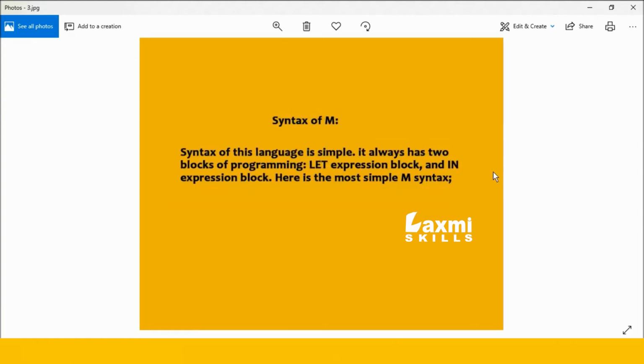Okay. Next, syntax of M. This language is simple. It always has two blocks of programming. Let's explain the let block and the in expression block. Here is the simplest M syntax.